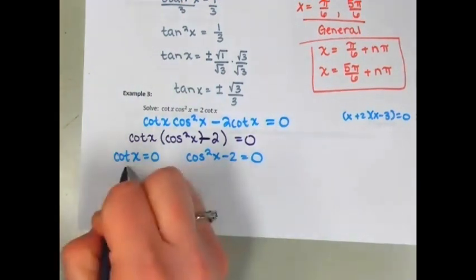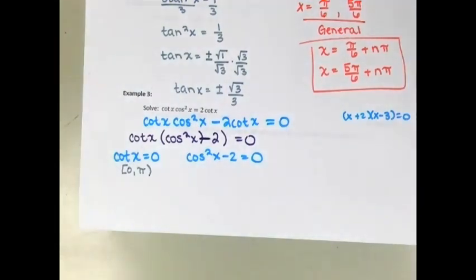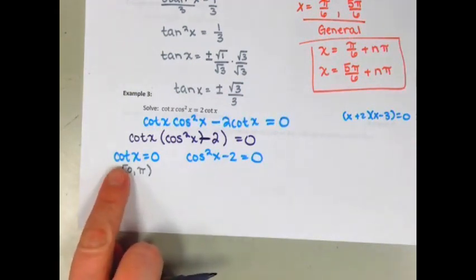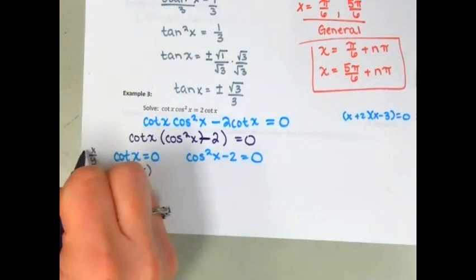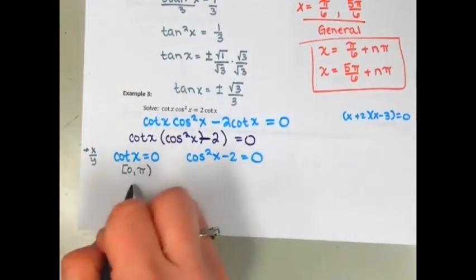So cotangent, again, is between the interval of 0 and pi, right? When is the cotangent 0? So remember, cotangent is the reciprocal of tangent, right? Tangent is sine over cosine, right, which is y over x. So the cotangent would be x over y, right? So for me to get 0, it's when my x is 0, right? So when is my x 0? At pi over 2, right?